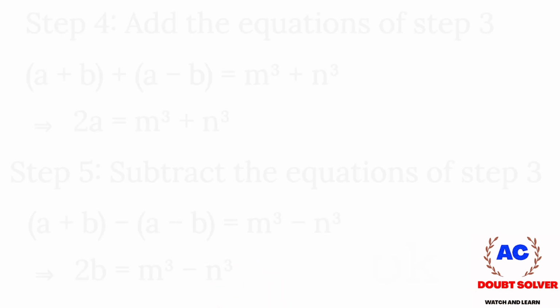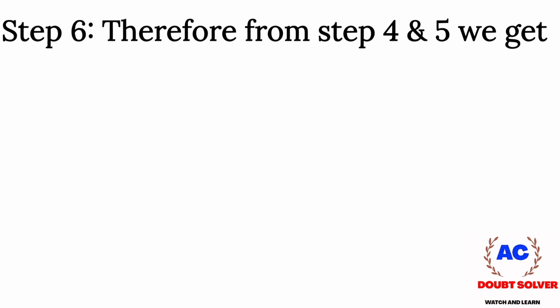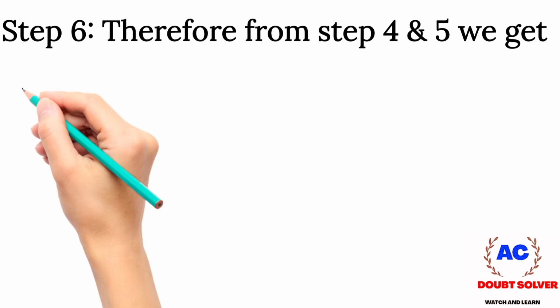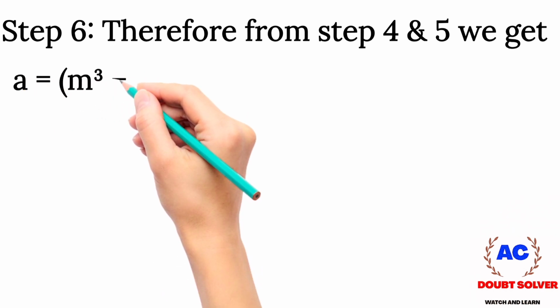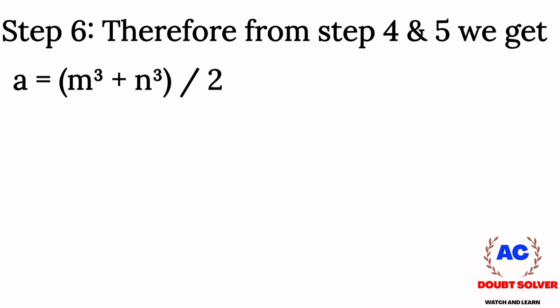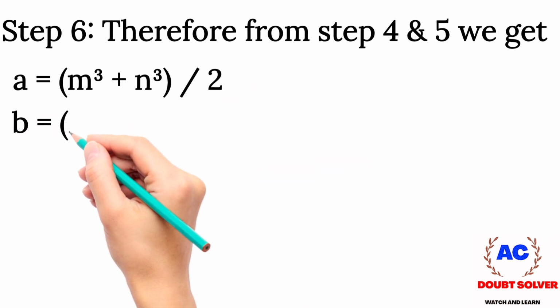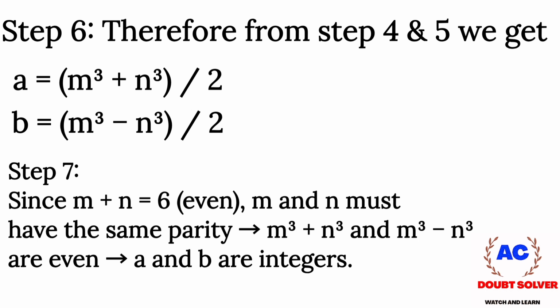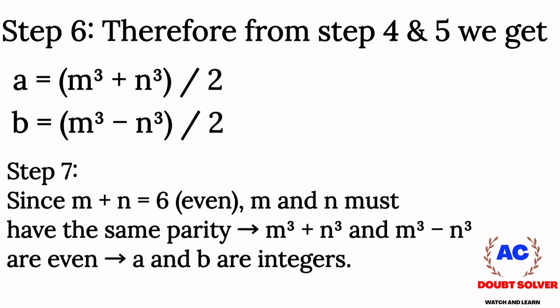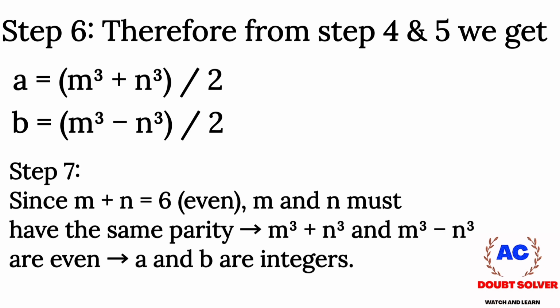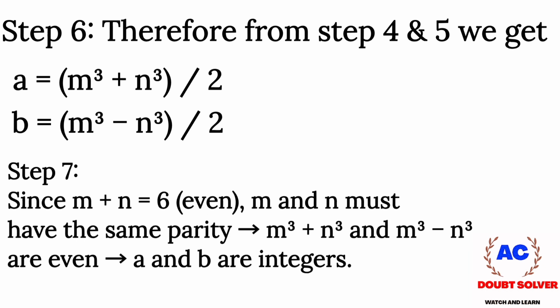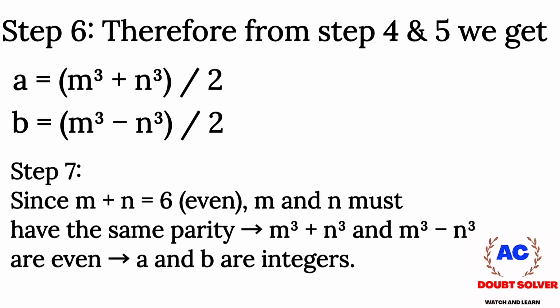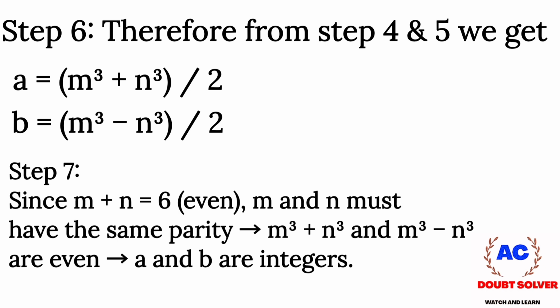Now the next step is, from step 4 and step 5 we get the expression a is equal to m cube plus n cube divided by 2 and b is equal to m cube minus n cube divided by 2. So since m plus n is equal to 6, which is even, m and n must have the same parity. So m cube plus n cube and m cube minus n cube are also even. So a and b are integers.